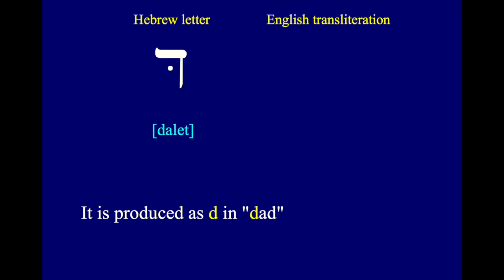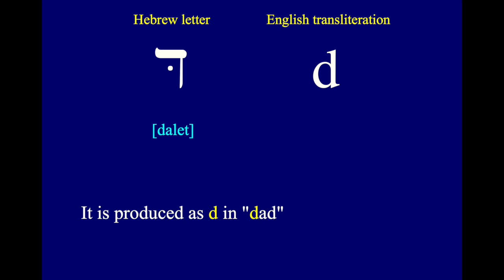Okay, our next letter is dalet, another dot letter. Again, we'll get to the dots later, but it's a D sound, and it's transliterated with the English D. So ABGD is the way that the Hebrew alphabet goes: aleph, beit, gimel, dalet.